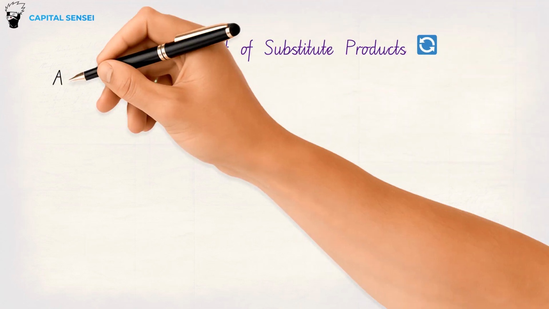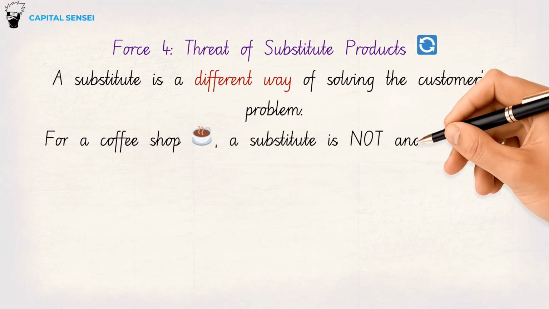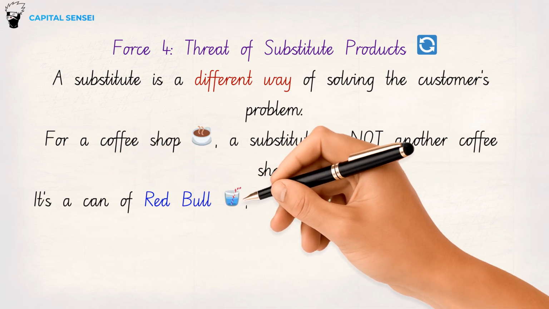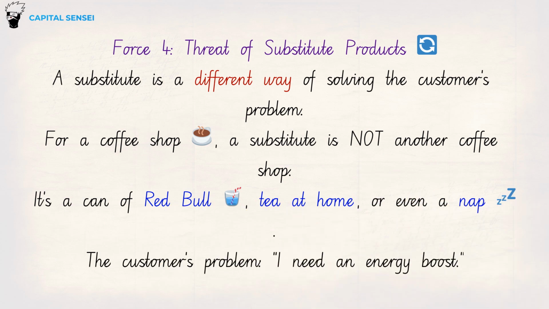The fourth force is the threat of substitute products or services. Now, this one is tricky and often misunderstood. A substitute is not a direct competitor. It's a different way of solving the customer's problem. For our coffee shop, a direct competitor is another coffee shop. A substitute is a can of Red Bull, a cup of tea made at home, a 5-hour energy shot, or even just taking a quick nap.